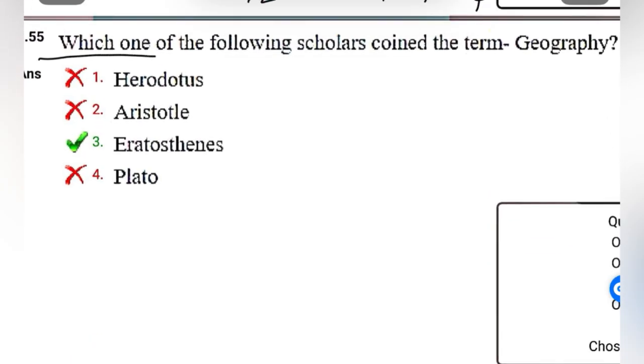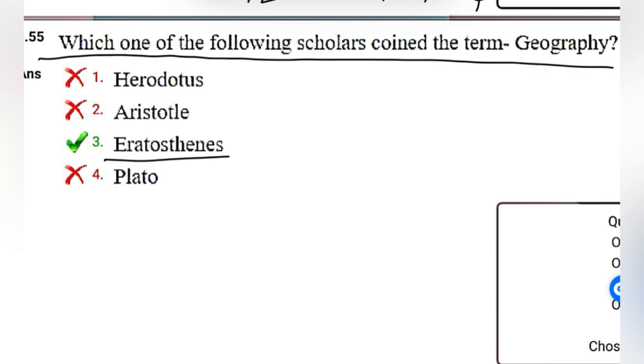Which one of the following scholars coined the term geography? Eratosthenes. Eratosthenes is best known for being the first person to measure the Earth's diameter.